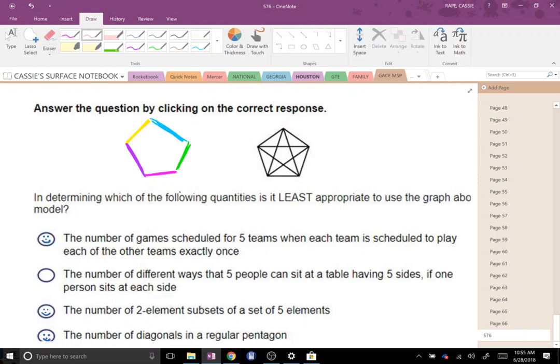There are actually 120 different ways that 5 people can sit at a pentagonal table where the sides are different. And I don't know, one of them has the view of the TV or something. One of them has a view of outside. So there are 120 different ways that 5 people could sit at a 5-person table. And that actually is a permutation.